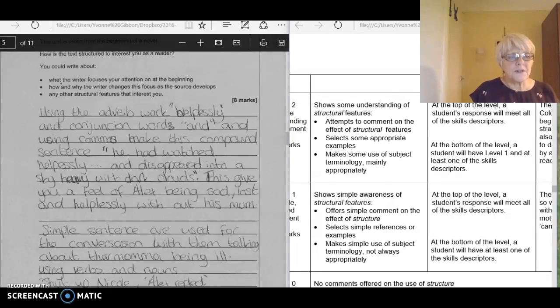Then we have the dialogue between Alex and his sisters, and then it moves on and it goes back to just Alex again when he's reminiscing about the things that he liked about his mum, and then finally sums up the fact that she's like a ghost. So she's not really participating in family life anymore.